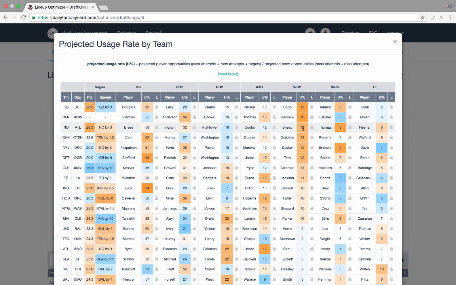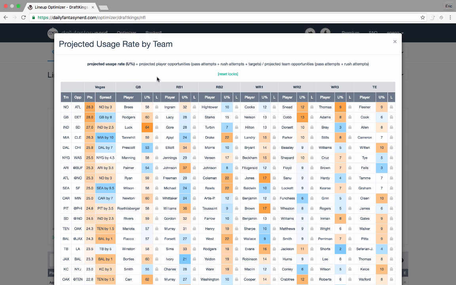Also, a situation where it makes more sense to do 2 or 3 wide receivers and tight end stack is in games where there's high scoring offenses, and that's the case for both Green Bay and New Orleans this week.